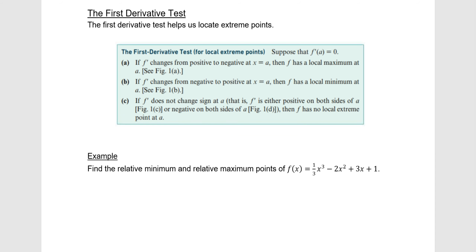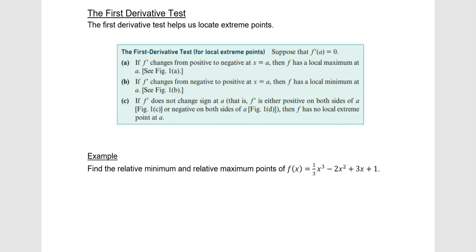So let's go ahead and take a look at the first derivative test. The first derivative test is going to help us find extreme points, relative max, relative min. And this is how we do it. We're going to take the derivative and set it equal to 0, and we're going to find those values. And then we're going to end up making a table, a little number line table. If the derivative changes from positive to negative, it has a relative max.